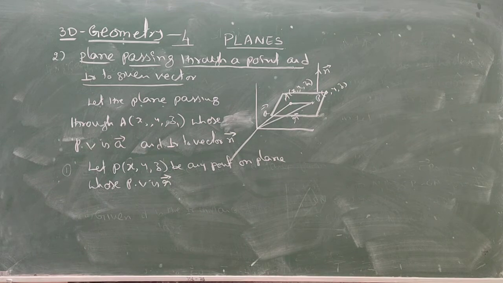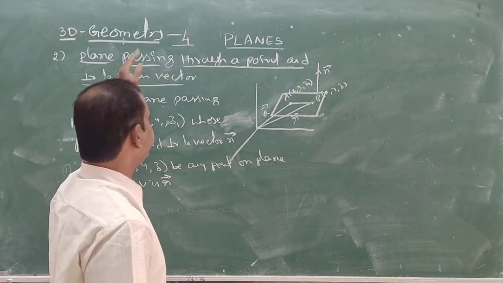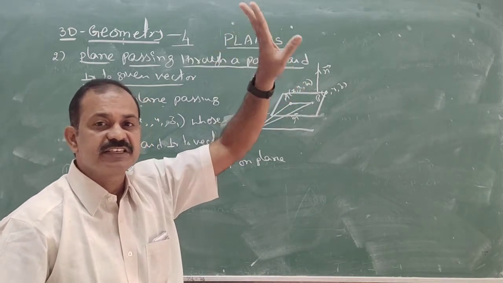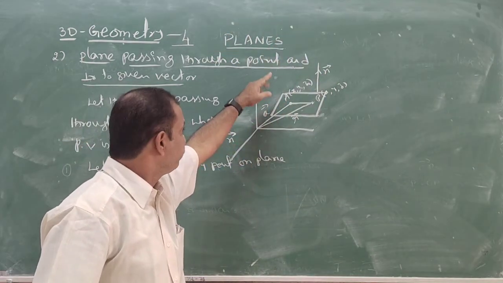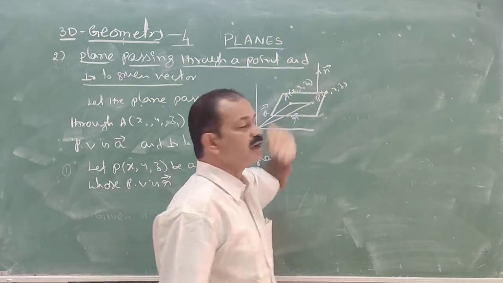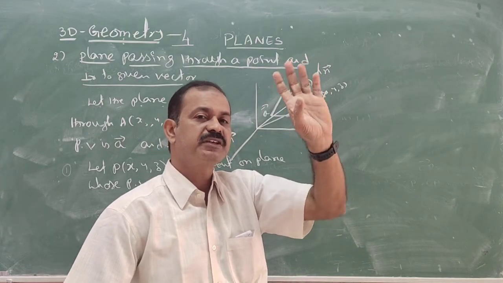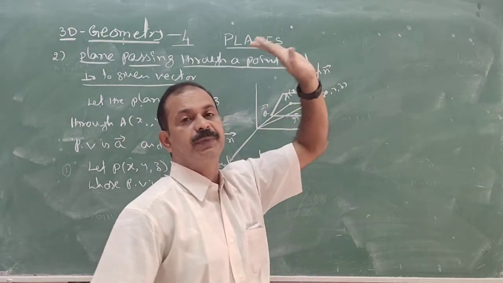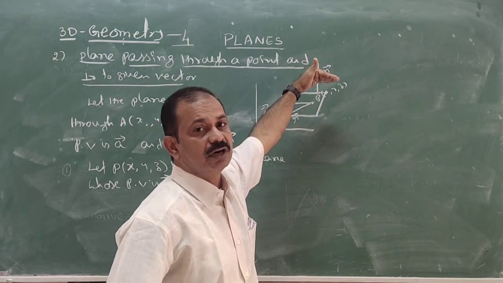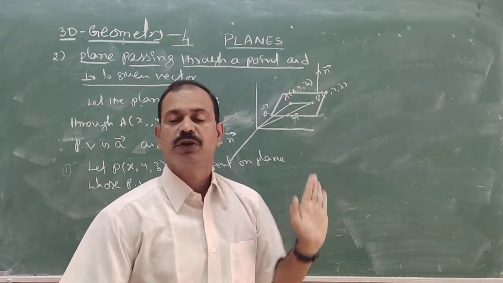Now let me come to the second concept, that is plane passing through a point and perpendicular to a vector. The perpendicular distance from the origin is not given now. Now what is given? Plane is passing through a point A and perpendicular to the vector. So when you are doing the plane problems, you have to remember that we need a point and we need a perpendicular vector. For straight lines, we need a point and we need a parallel vector. And here in the planes, we need a point and we need a perpendicular vector. That much only you have to remember.